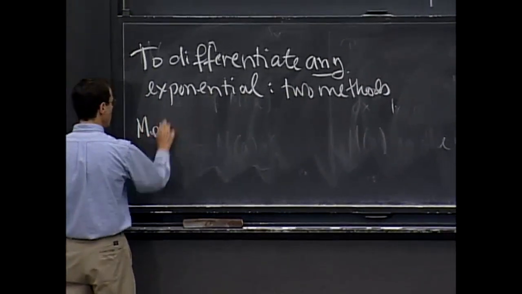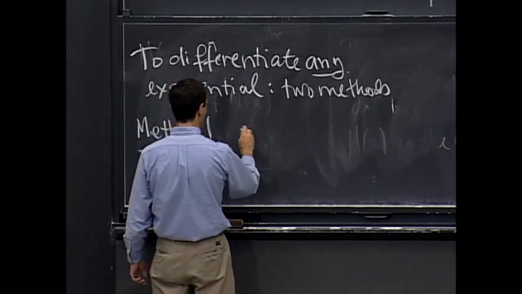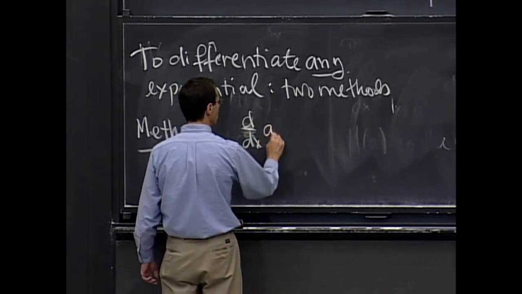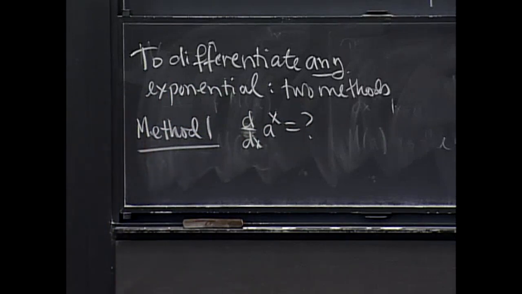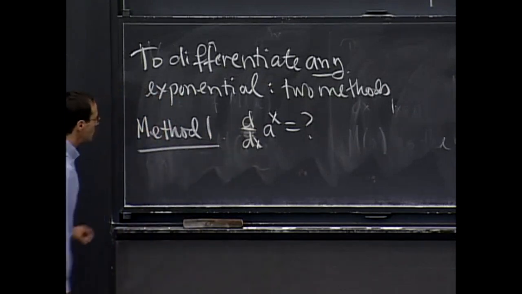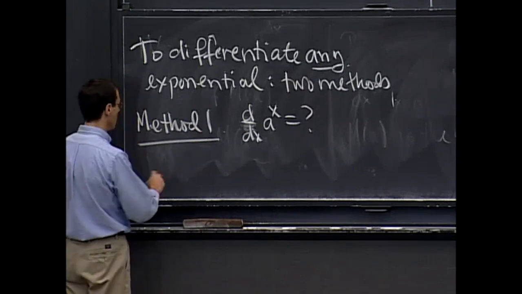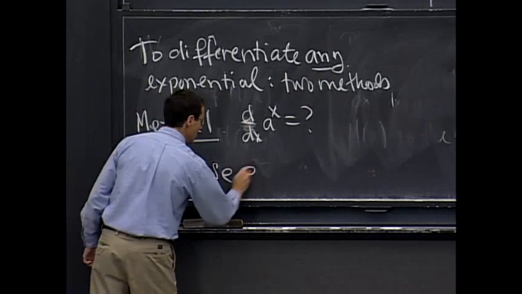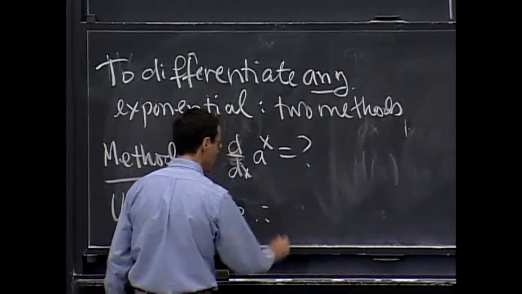So method one, I'm going to illustrate on the function a to the x. So we're interested in differentiating this thing, exactly this problem that I still didn't solve yet. Okay? So here it is. And here's the procedure. The method is to use base e, or convert to base e.